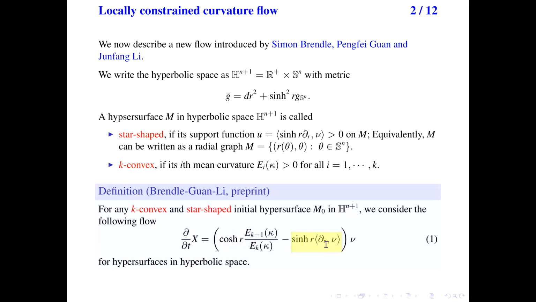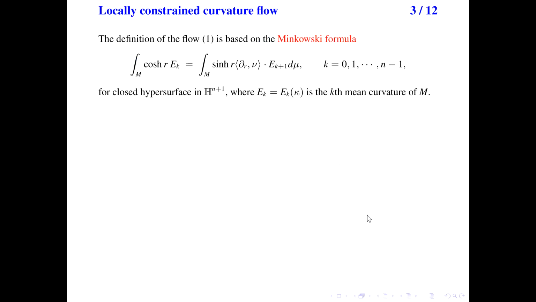The speed of the flow looks a little strange, but it is well motivated and is based on the Minkowski formula. For closed hypersurface, we have this integration formula. The left-hand side is a weighted integral of the k-th mean curvature E_k, and the right-hand side is the integration of the support function in product with E_{k+1}. And here E_k is the k-th mean curvature.